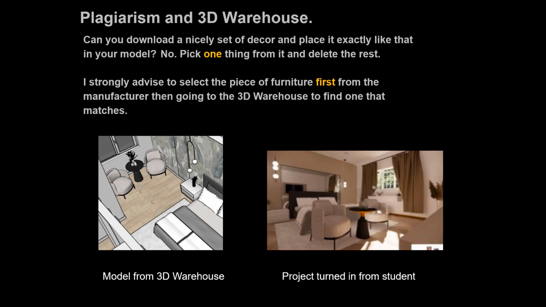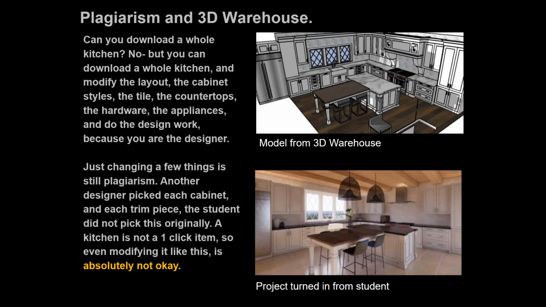Get those model numbers. Put it into your FFE, your furniture, fixtures, and equipment, and then go to the 3D Warehouse and find the pieces. And again, some of them might be at the manufacturer. Can you download a whole kitchen? And the answer is no. You can download a whole kitchen, let's say, if you take it all apart. Take everything apart and just get the individual pieces, all the base cabinets versus the upper cabinets and things like that. You can actually even create yourself a library of cabinets for future kitchens.